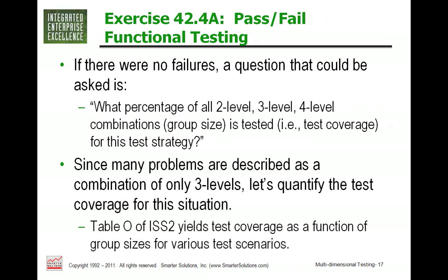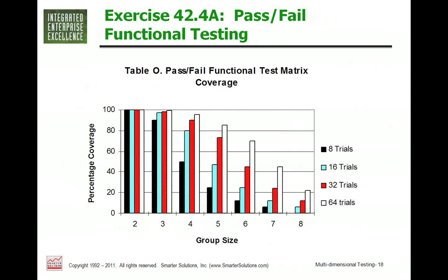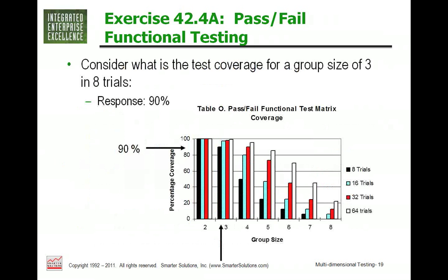Now the question is, how do we arrive at this particular number? Table 0 in Implementing Six Sigma, Second Edition, yields test coverage as a function of various group sizes for this particular test design that we talked about earlier. Now for our particular situation, we had 8 trials, so that represents the black bar there. If we look at group size 3, we follow the black bar upward, and we see that we got 90% coverage. So if we had 7 factors in 8 trials, we would have 90% coverage of all possible combinations of 3 things.